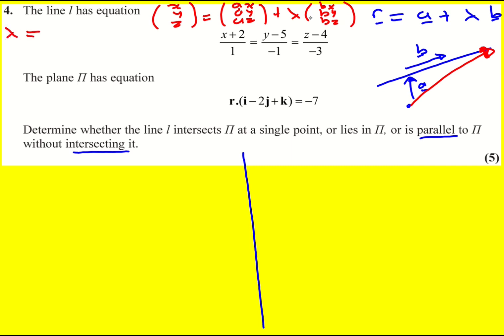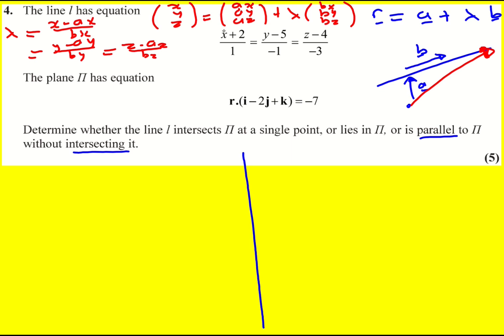And we could rearrange this. So lambda is going to equal, if I take the top path, I could do x minus ax divided by bx. That would be a way to get lambda. But I could also get it by doing y minus ay over by, or z minus az over bz. So this shows how we can go between the two.